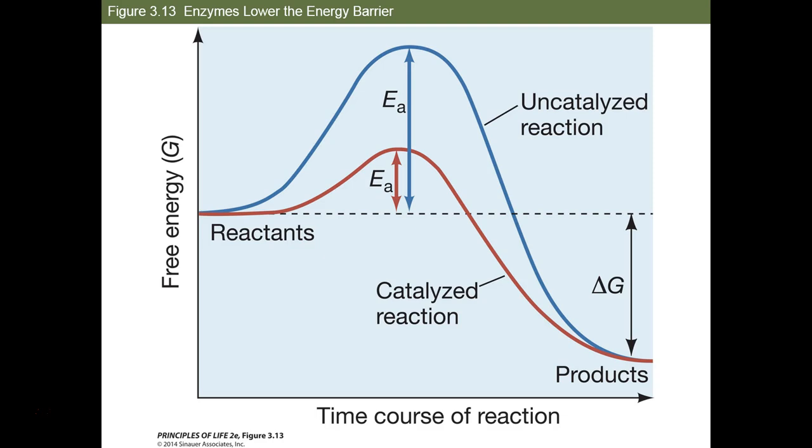This graph illustrates a reaction again, with the amount of free energy on the y-axis and the time course of reaction on the x-axis. But notice, with an enzyme present, the red line, the activation energy is lower than it is without the enzyme. This illustrates that enzymes lower the activation energy, thus helping the reaction move along quicker.